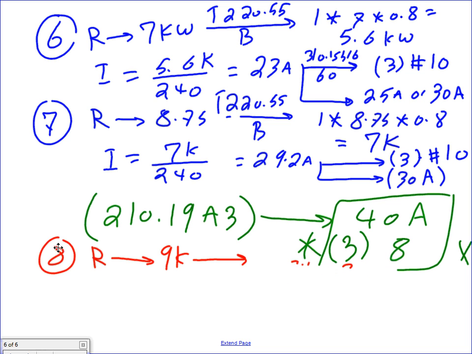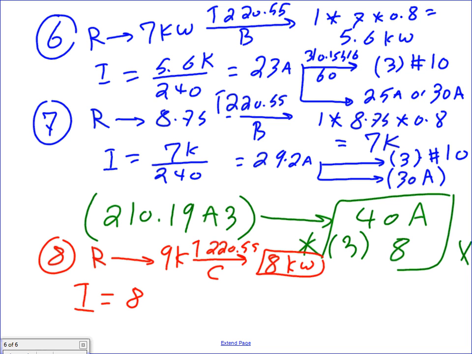Okay, so let's do that one. You're going to go to Table 220.55. Which column? C. So in this, no calculation is needed, right? That would give me immediately number 8. Number 8 kW. Okay, then you do the math on it.